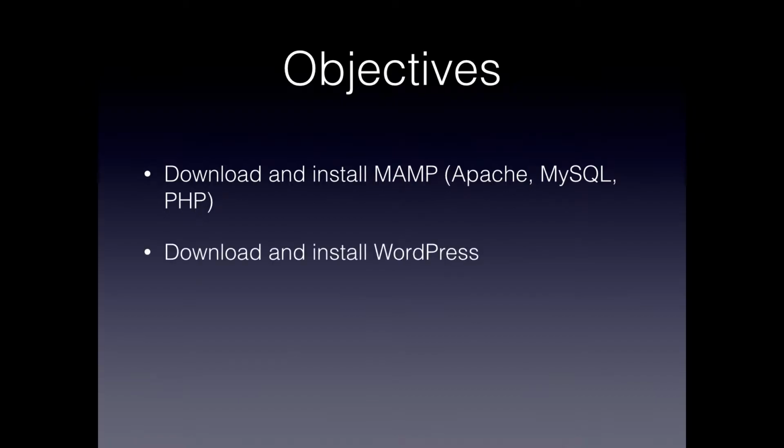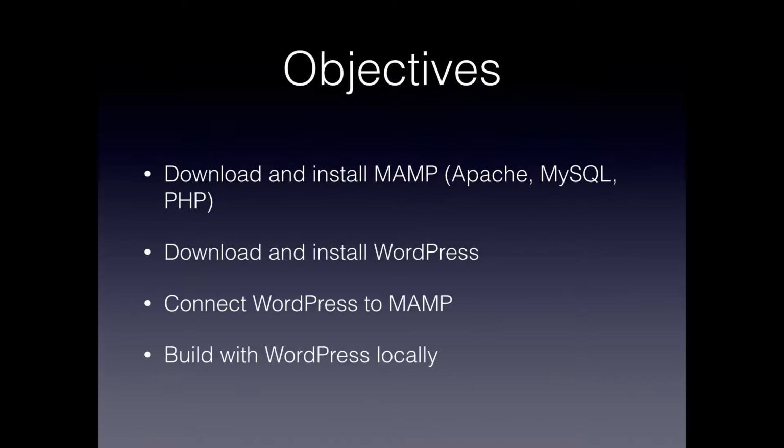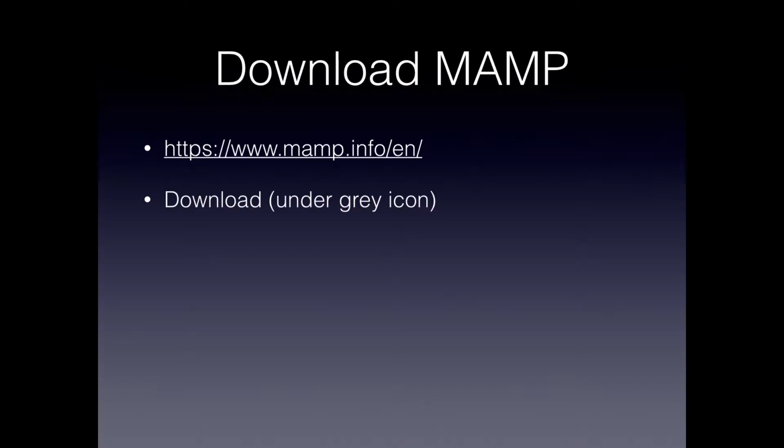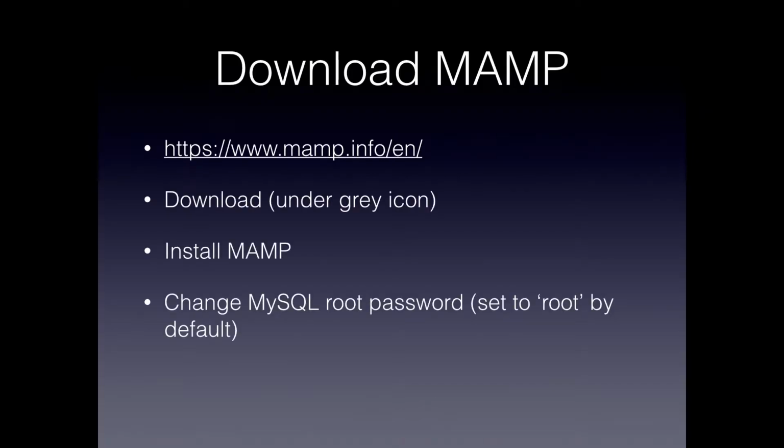Next, we'll be downloading and installing WordPress, and then we'll want to connect WordPress to our MAMP installation and build with WordPress locally. So let's get started by downloading MAMP. To download MAMP, you'll go to mamp.info, then you'll download it underneath the gray icon, install MAMP, and change the MySQL root password, which is set to root by default, to anything different than that. And then we want to add the htdocs folder as a sidebar favorite. So let's get started with those tasks.